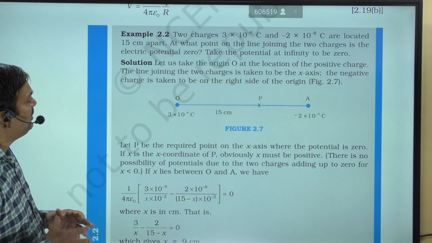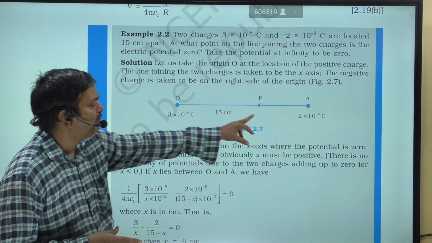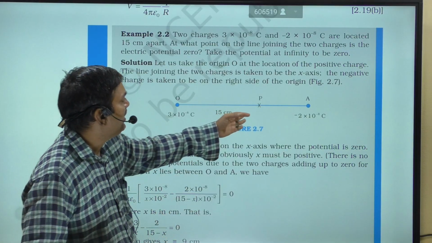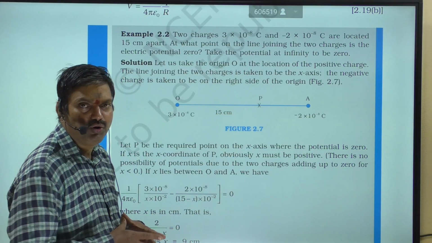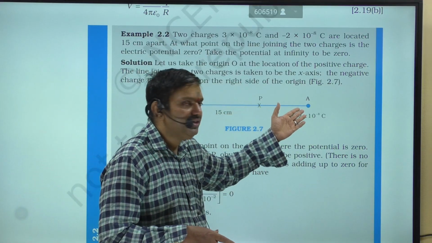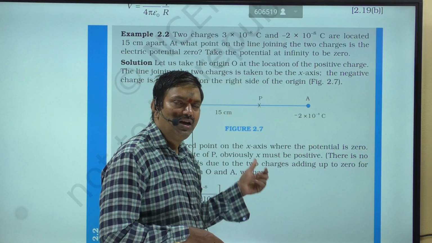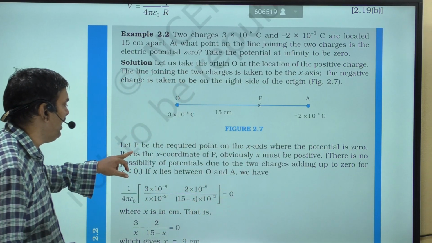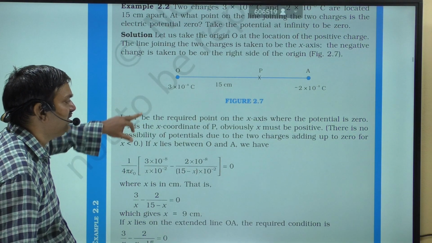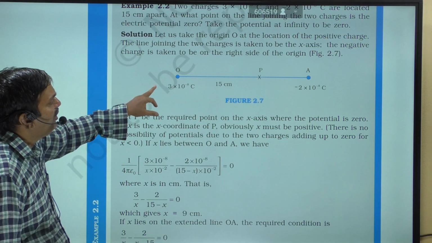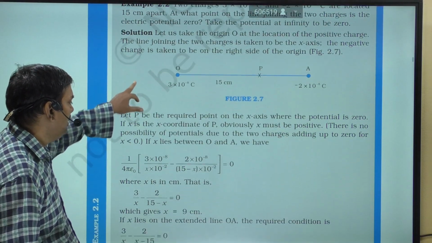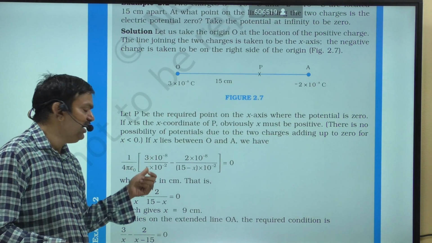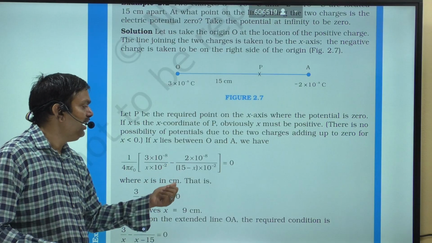The question is: two charges, 3 into 10 power minus 8 coulomb and minus 2 into 10 power minus 8 coulomb, are located 15 centimeter apart. At what point on the line joining the two charges is the potential 0? Obviously you can take two options: one is beyond these two points, not in between, and the other is between the points. Now if you take the required point on the x-axis, finally the potential must be 0. So what is the expression for electric potential? 1 by 4 pi epsilon naught times Q1 by R1 plus Q2 by R2.